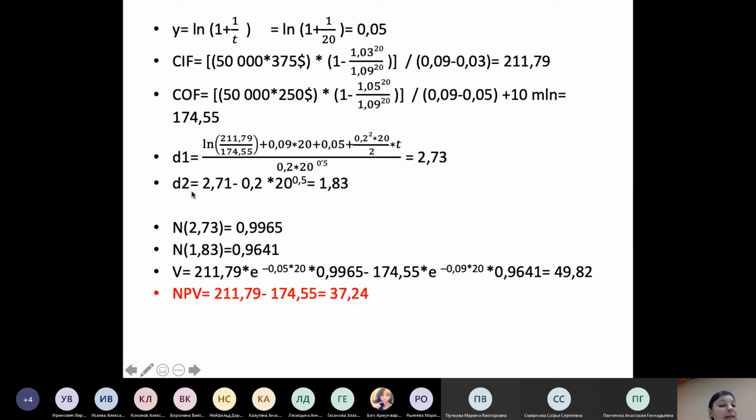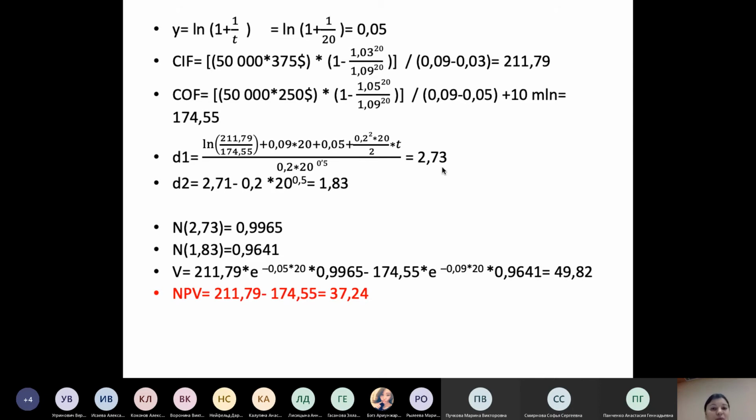As for our D2, it will be D1 minus our standard deviation multiply period of time to the extent 0.5. And so in this context it will be two values of the normal distribution of all parameters. As for the normal distribution based on D1, certainly I'll return to the table of our normal distribution.